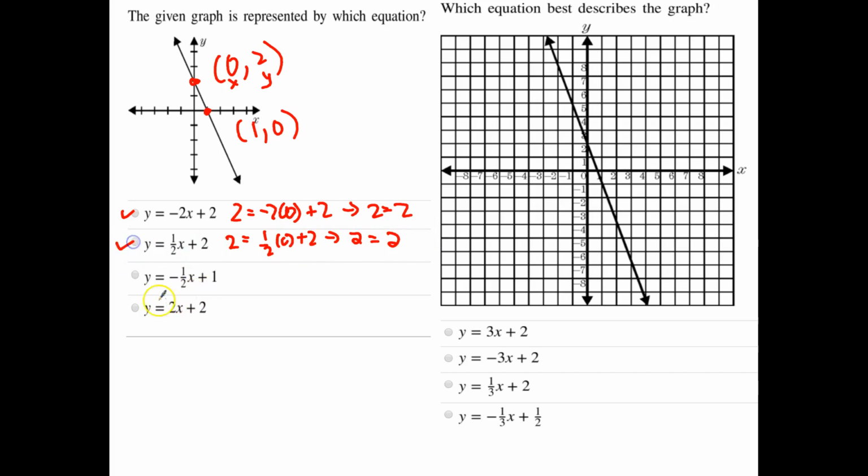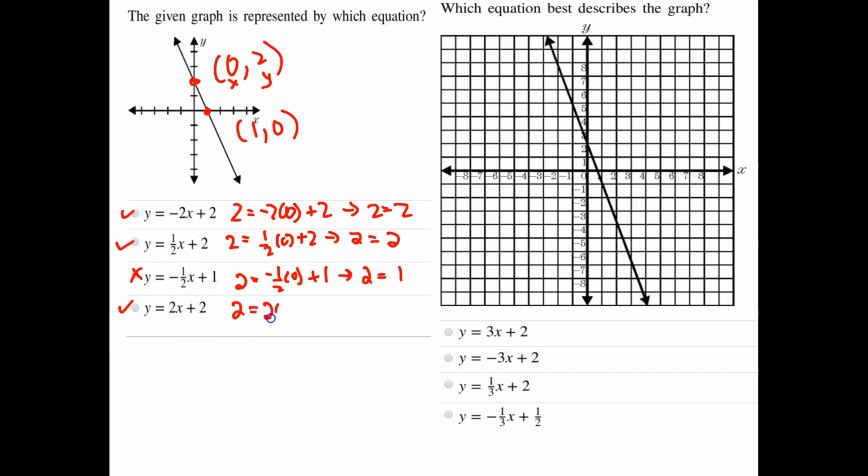Yeah, you work here. If I put in 0, 2 here, I get 2 is equal to negative 1/2 of 0 plus 1. Well, that gives me 2 is equal to 1. That doesn't work. You don't work. You're not a part of my answer. And then you work.